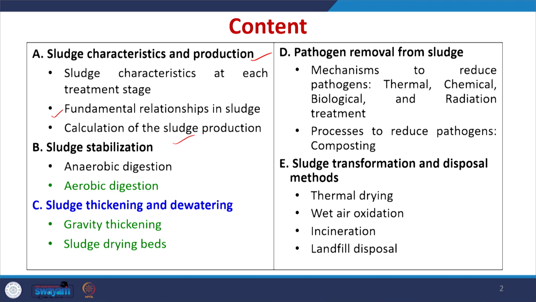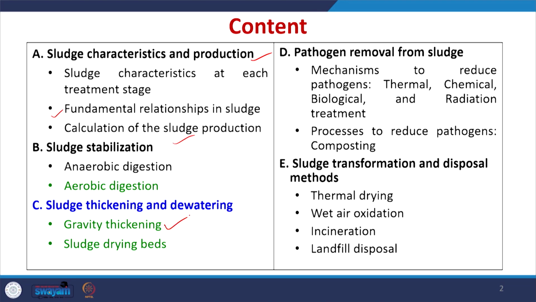Today we will continue with anaerobic and aerobic digestion, we will perform some calculations on that, and then we will further study sludge thickening and dewatering. In particular, we will try to study gravity thickening today.